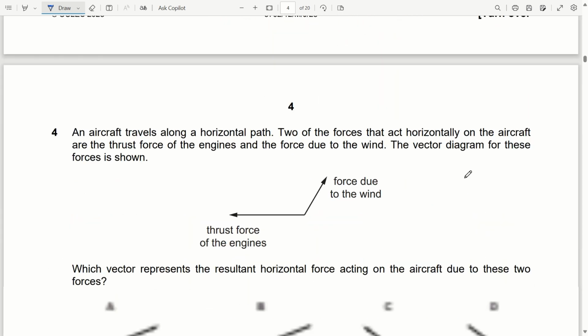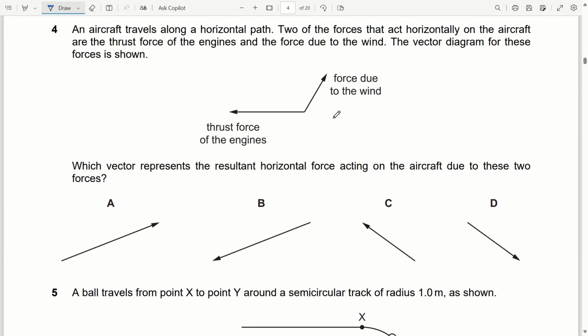Question number 4. An aircraft travels along a horizontal path. Two of the forces that act horizontally on the aircraft are thrust and the force due to wind. A vector diagram is shown. Which vector represents the resultant horizontal force acting on the aircraft? Now we know that the resultant will be acting somewhere here. We can find it using the parallelogram law of vector addition, which states that if two vectors are represented by two adjacent sides of a parallelogram, then their resultant is given by the diagonal. So here this will be the resultant. So the option will be C.